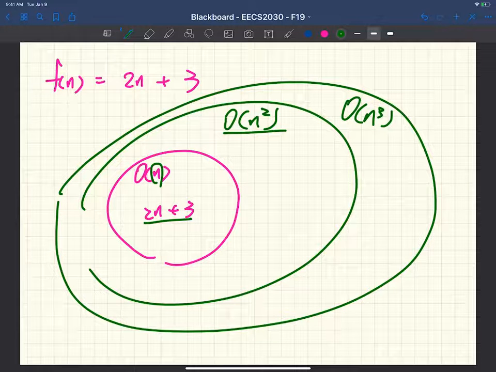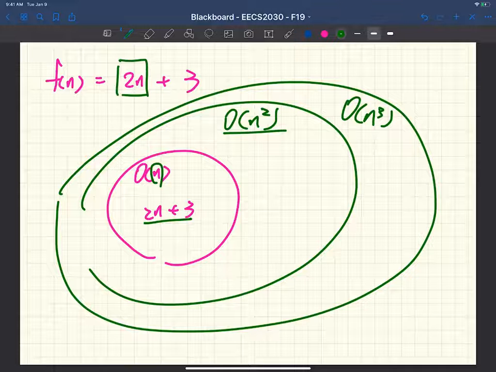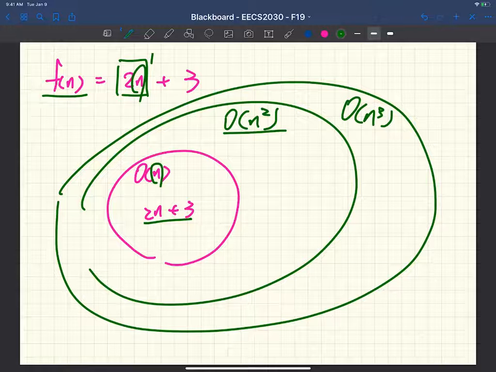Whenever you want to decide the asymptotic upper bound, you want to decide the tightest one. But how do you find the tightest one? The easiest way to tell is to look for the highest power in your running time. Look for the highest one. In this case, n, which is power of 1. That's kind of what we said last time, but we're going to do more examples today.